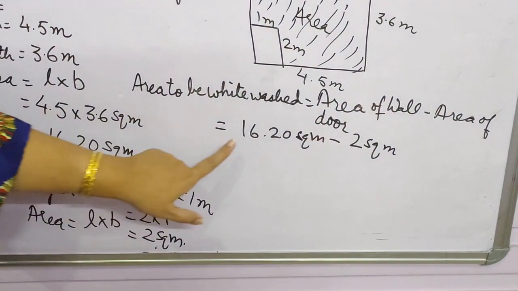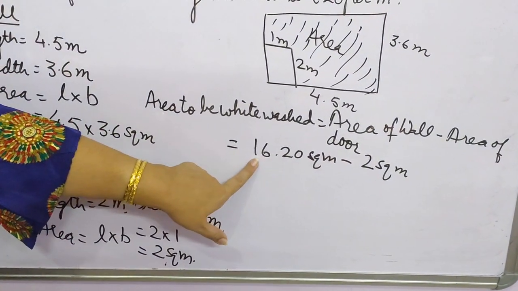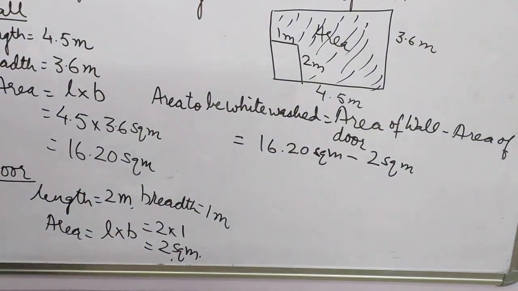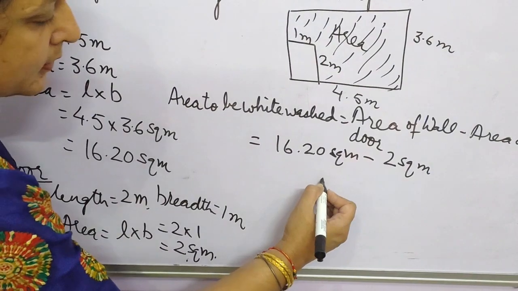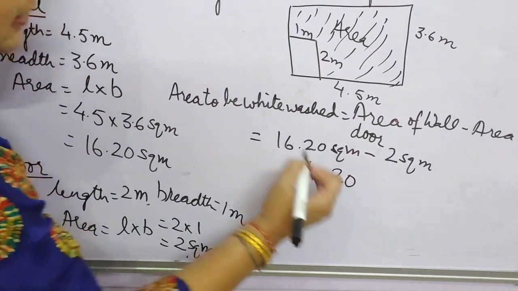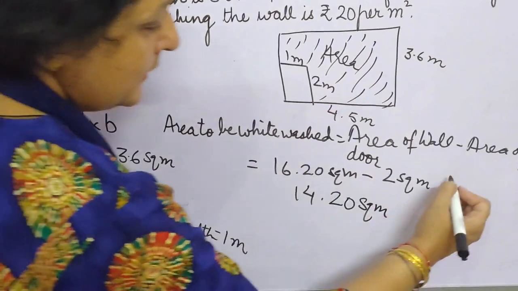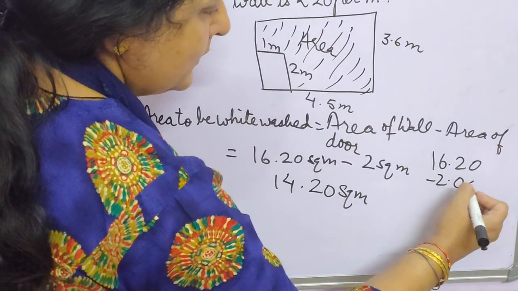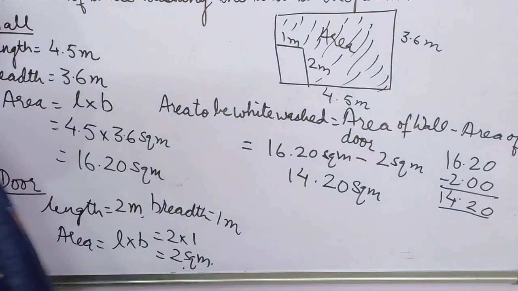Now when we subtract these two numbers, the whole number part is subtracted from the whole number and the decimal part is subtracted from the decimal number. Since we don't have a decimal number here, the decimal part would be the same and 16 minus 2 would be 14. So the area is 14.20 square meters. And if you have some problem like this, then you can convert them into like decimals and then subtract. The answer would be the same.